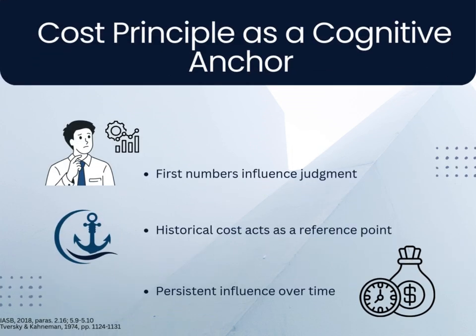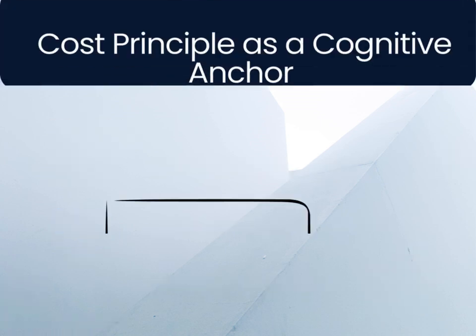According to behavioral decision theory, individuals rely on anchors when making judgments under uncertainty, and those first numbers influence later judgments. In accounting, historical cost often becomes such a reference point. Even when new information is available, this original value continues to influence judgment over time.